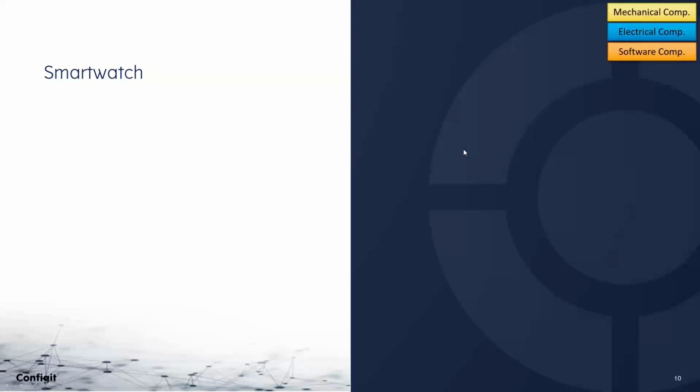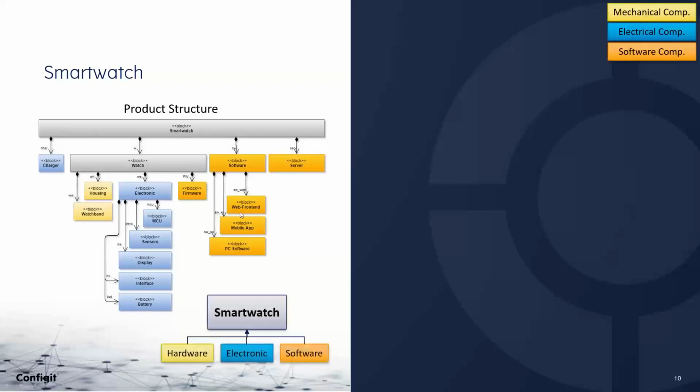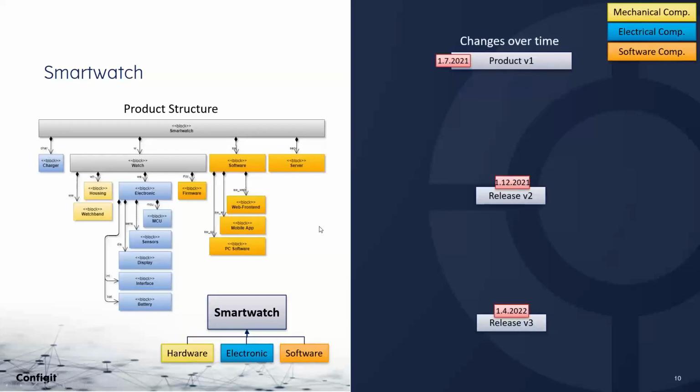So let's look at one example we have built up. Again, we're using the smartwatch here. And to simplify it a little bit, we're using this breakdown. So we have cut the smartwatch down into the hardware part, into the electronic part, and the software part. And we have implemented some changes over the time. So there are 3 main releases. It's the initial release of the product. It's a second release and a third release.